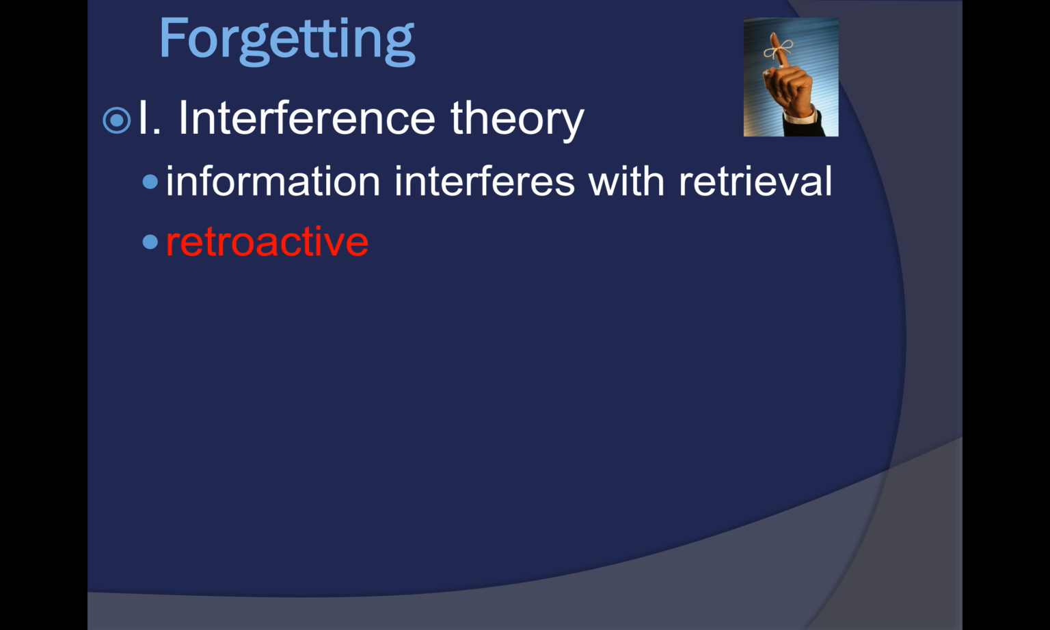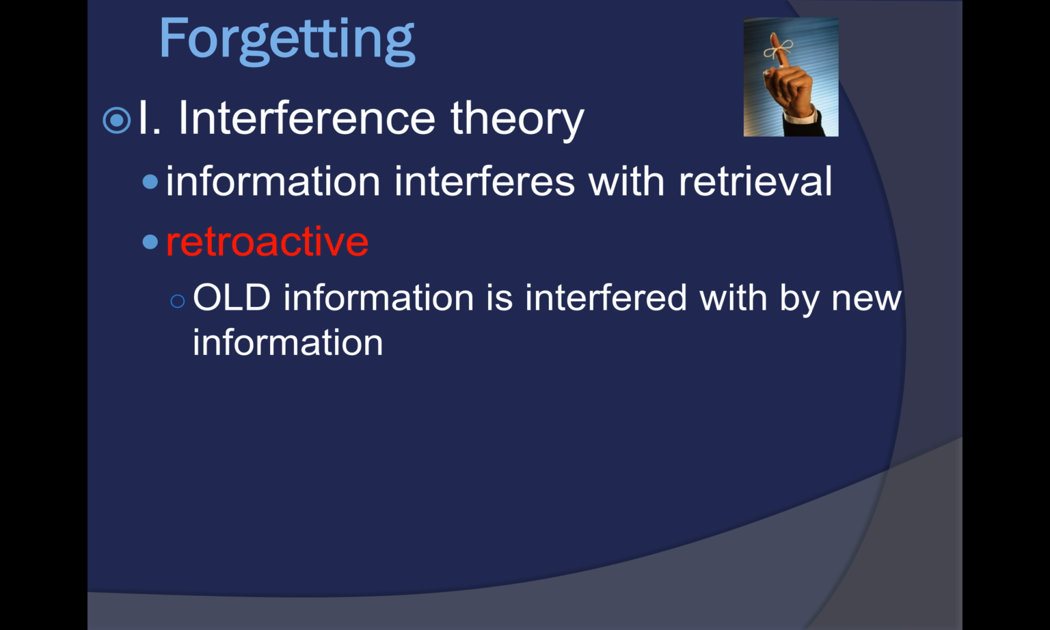Now, here are two terms in interference theory that can be confusing, so I'll talk about those in a little bit of detail. The first trick in keeping these two types of interference separate from one another is to remember that the first part of your word tells you which information is being compromised. In other words, what kind of information is being interfered with. And if you can remember that retro means old, in retroactive interference, old information is interfered with by new information.